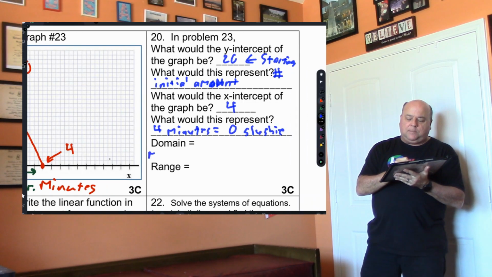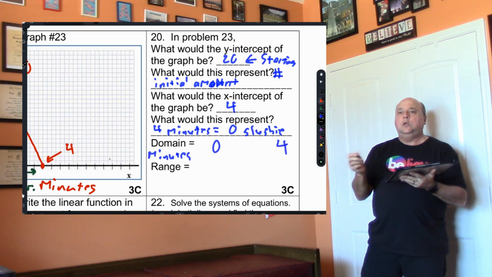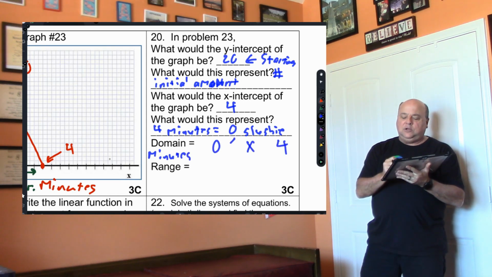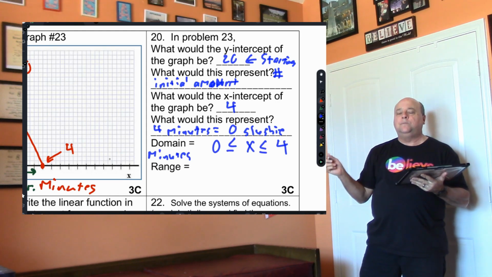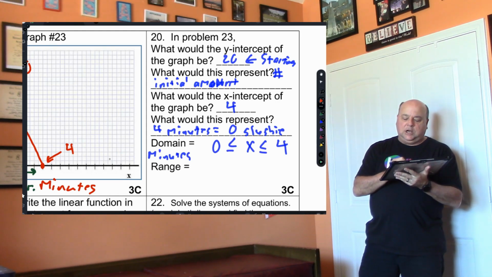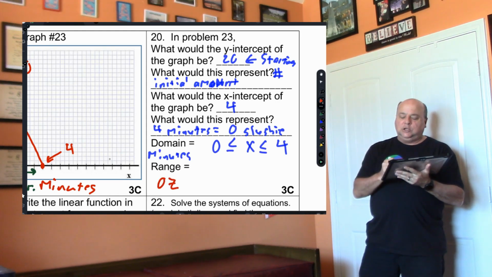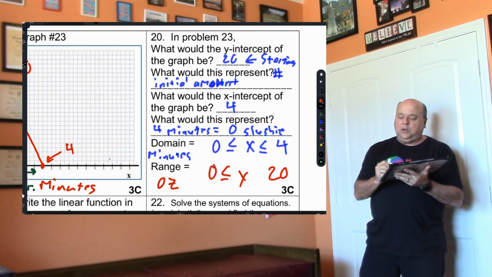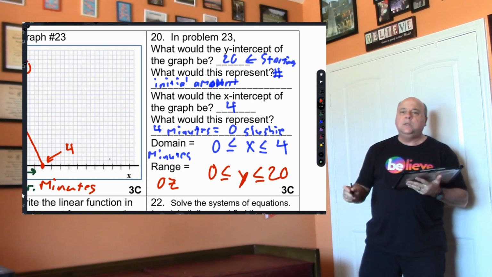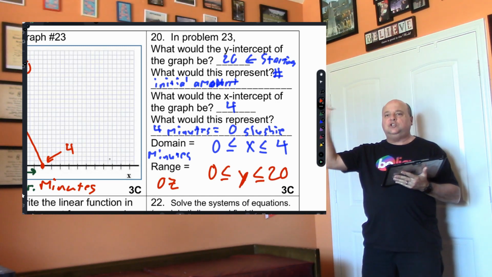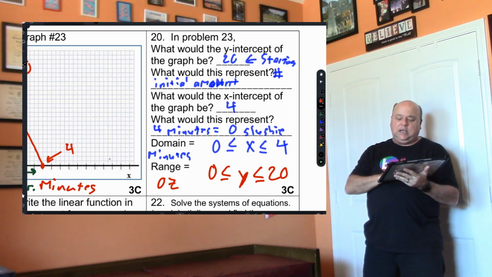The domain is going to be the number of minutes. It goes from 0 to 4. You put x in the middle, and then you use less than or equal to, don't you? The range is going to be the ounces. It goes from 0 to 20. You put y in the middle, and then you put less than or equal to's, okay? So you put the smallest to the biggest, you put x or y in the middle, less than or equal to's, okay? Piece of cake.